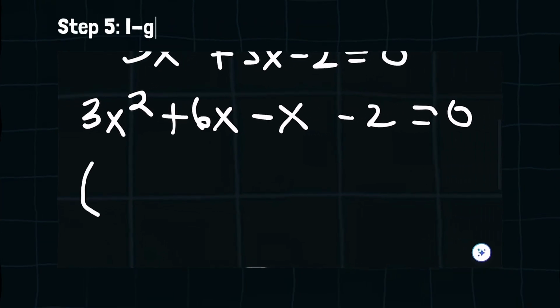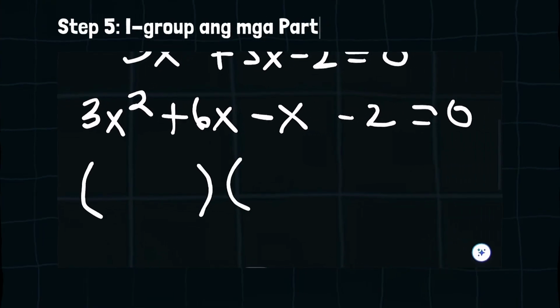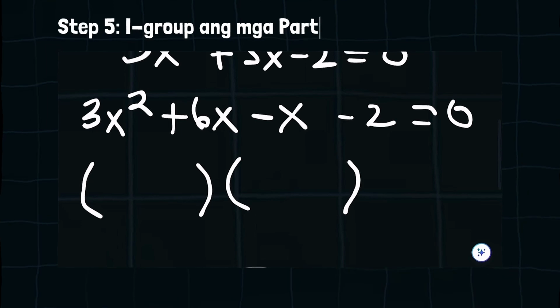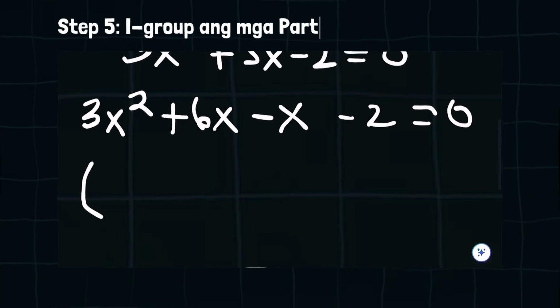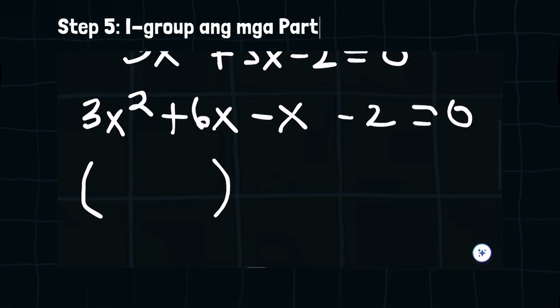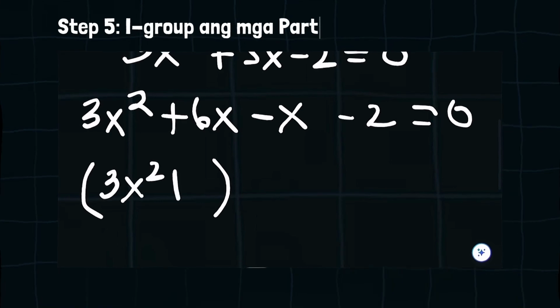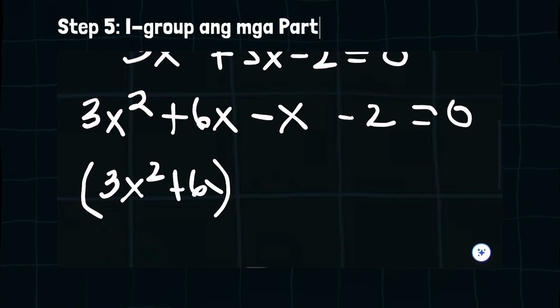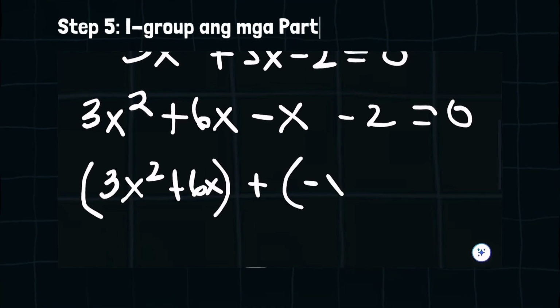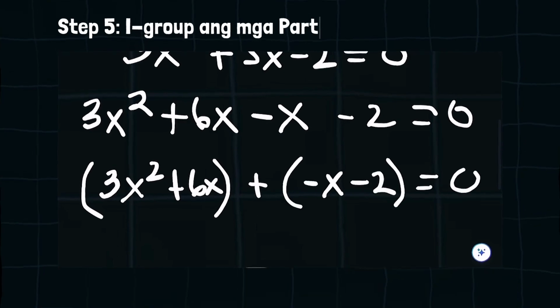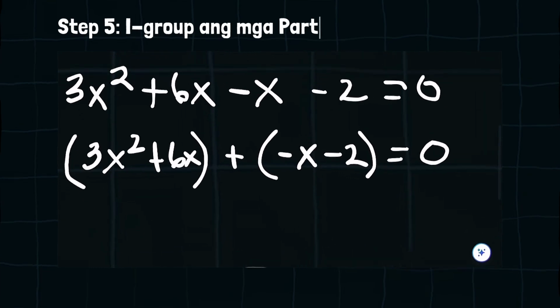The next step would be, step number 5, i-group ang mga part. Mahalagang i-group natin ang mga part na magkasama. To be able to do that, we use parenthesis. First, we group the quantity of 3x squared plus 6x. Also, we have the other group of quantity, negative x minus 2 equals 0. There you have it. We have this new group of equation.